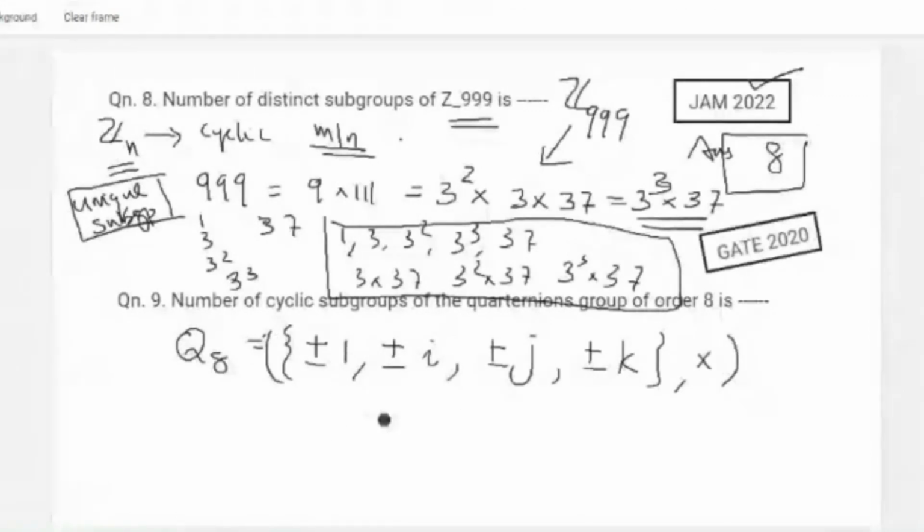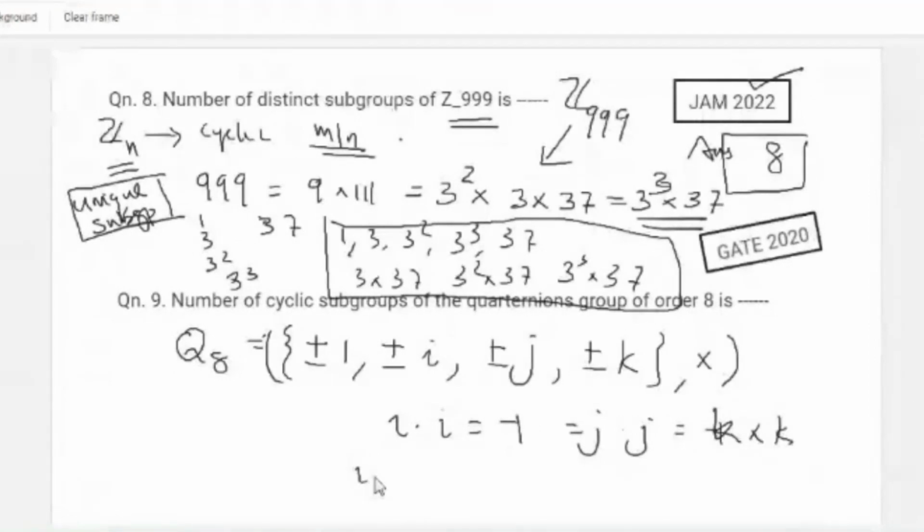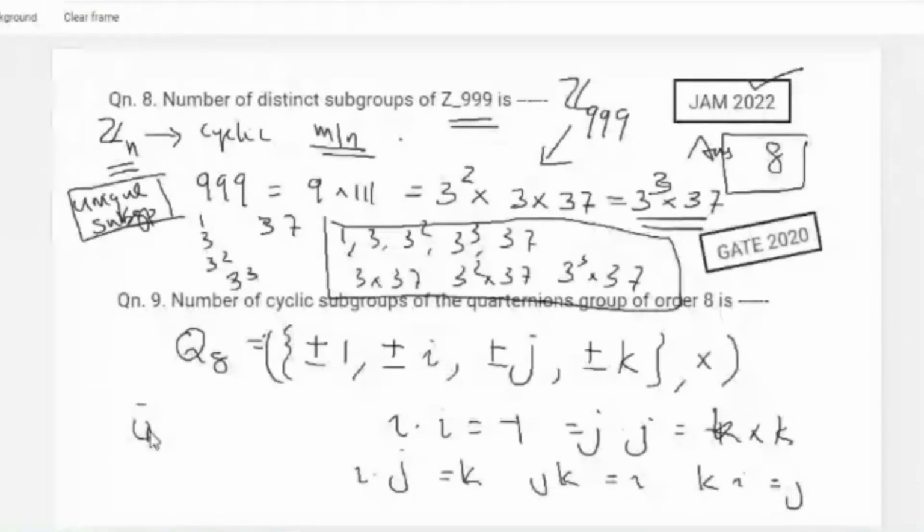I into I is taken as minus 1, J into J is taken as minus 1, and K into K is taken as minus 1. I square, J square, K square. Now, if you multiply I with J, you will get K. J with K, you will get I. K with I, you will get J. In that cycle, I, J, K. This is the cycle.